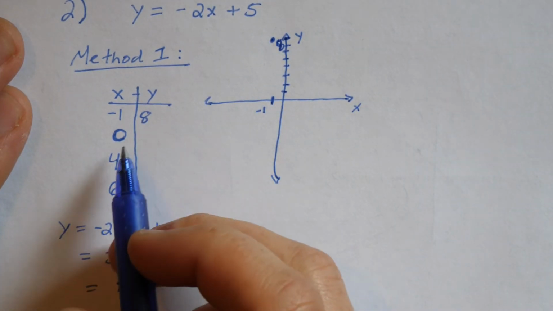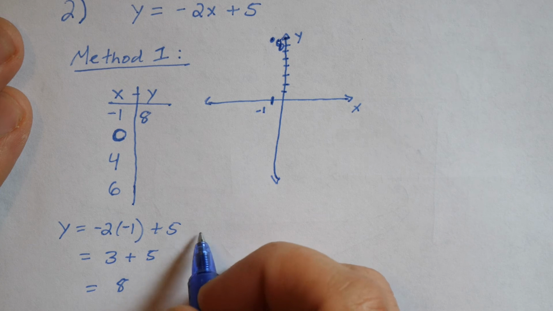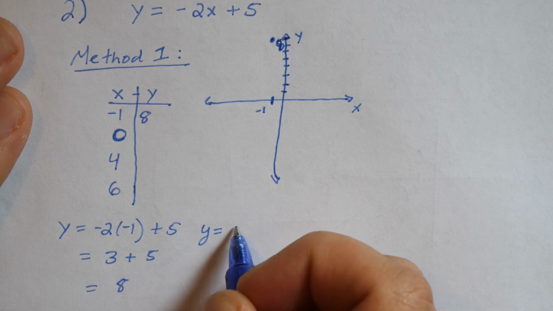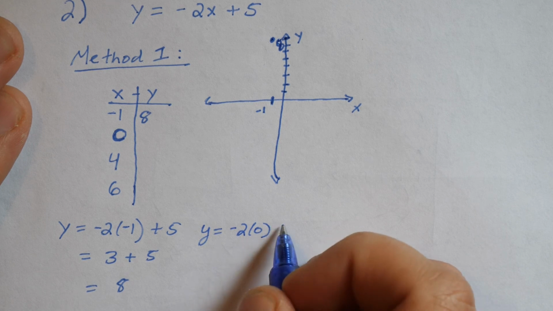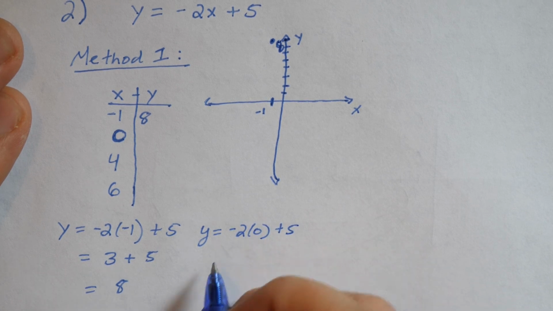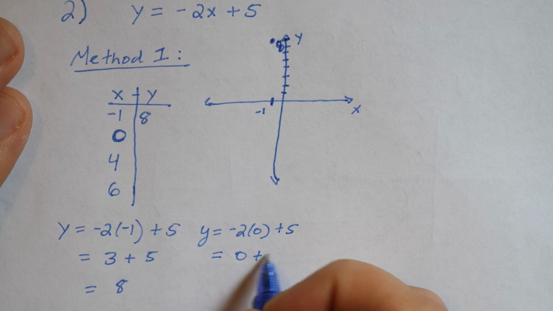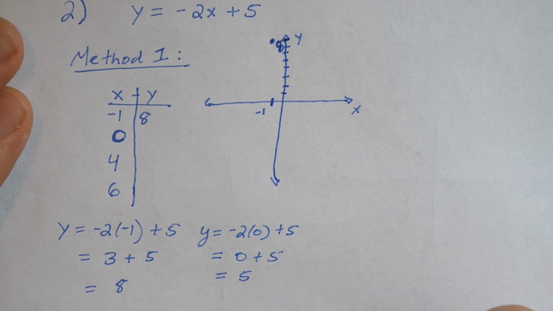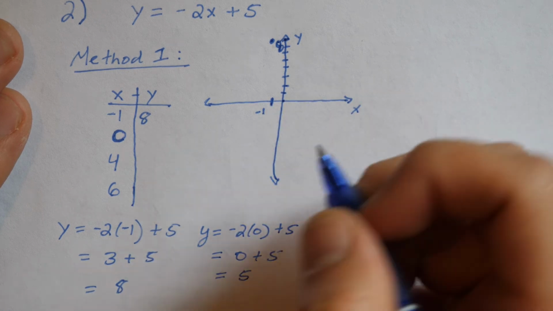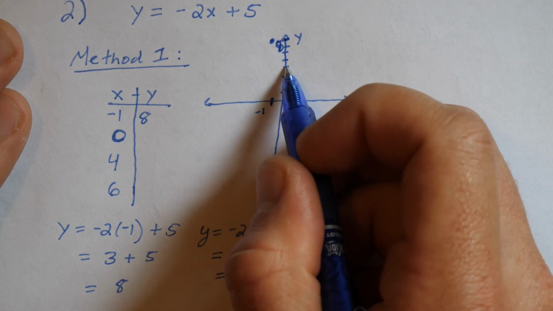Okay, my next point is 0. Now I'm going to plug that in. So I get y equals -2 times 0, because that's my input, and then plus 5. Anything times 0 is 0. So I get 0 plus 5, which is just 5. Okay? So 0 is right there, and then I go up, +1, 2, 3, 4, 5.